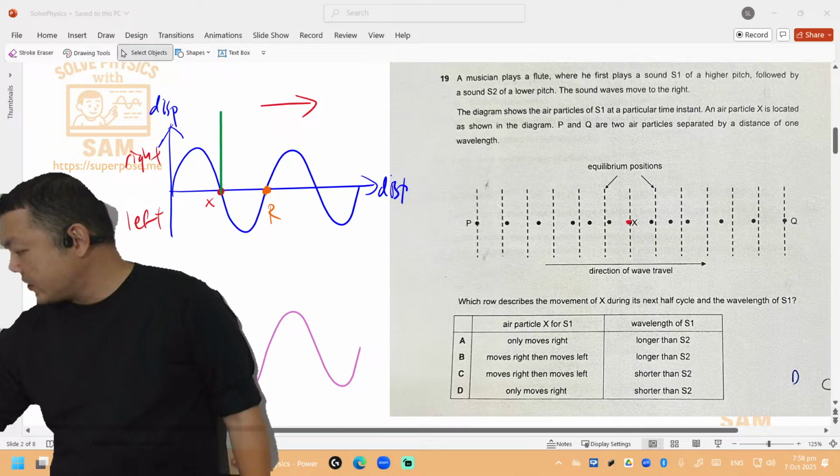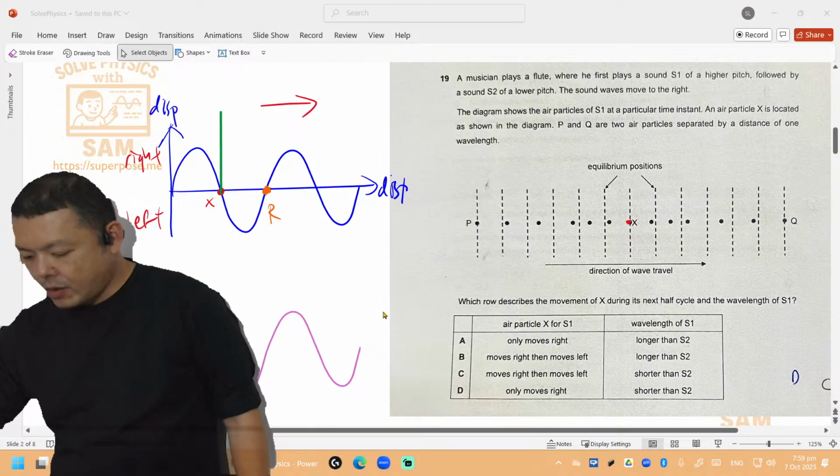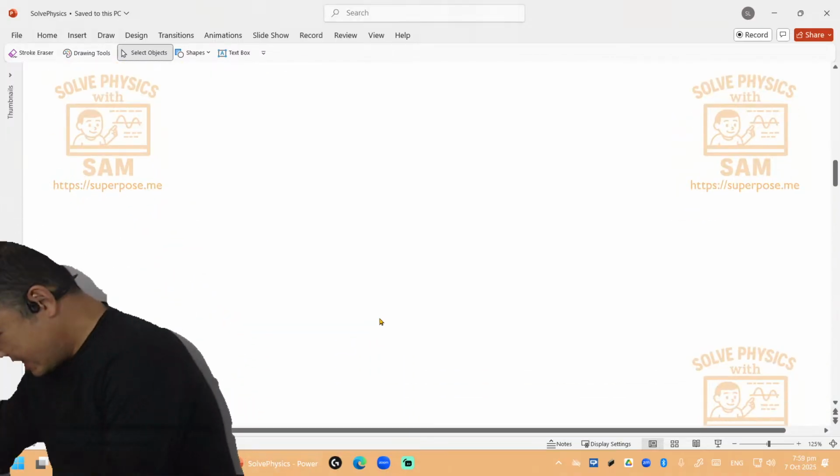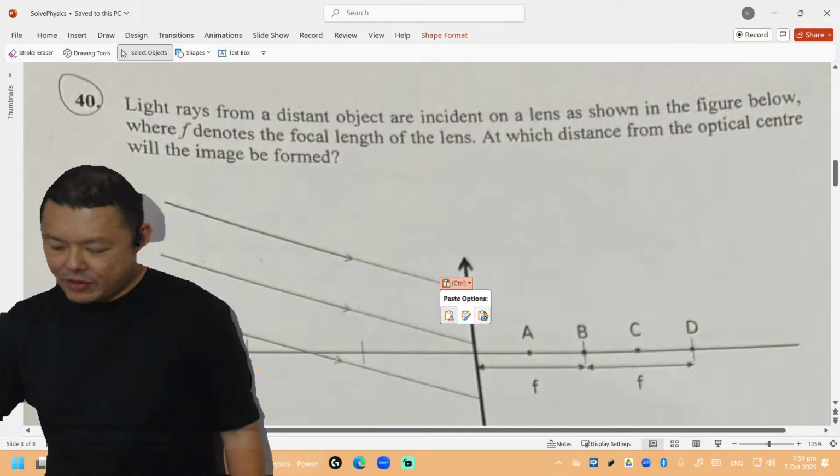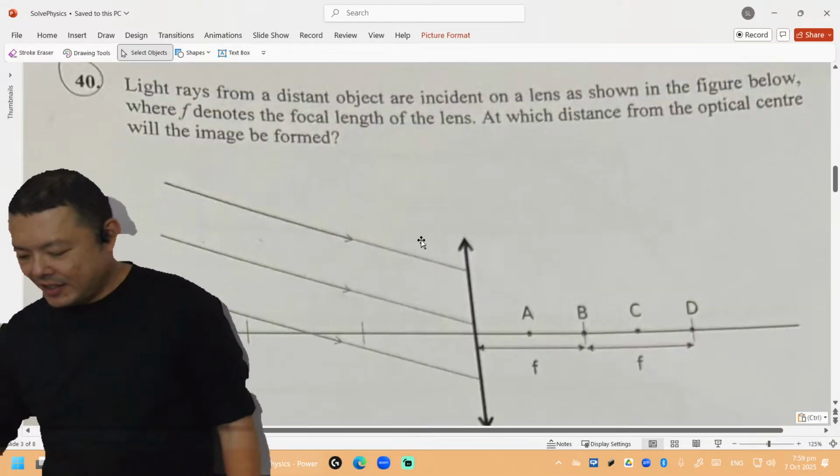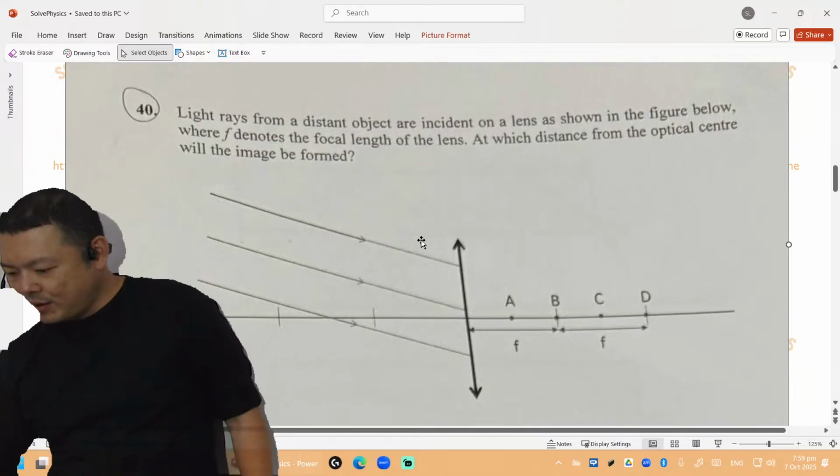Yan Hao's turn, hang on. Yan Hao only got one question. Okay, hang on. This question is a bit tricky. As in this question here, you shouldn't be not knowing how to do this.